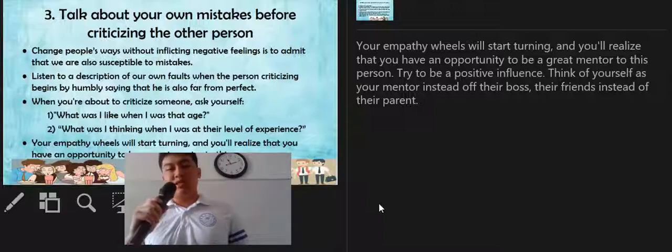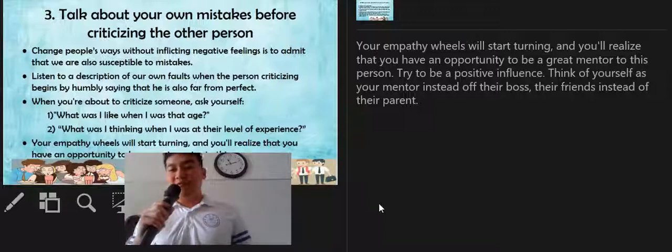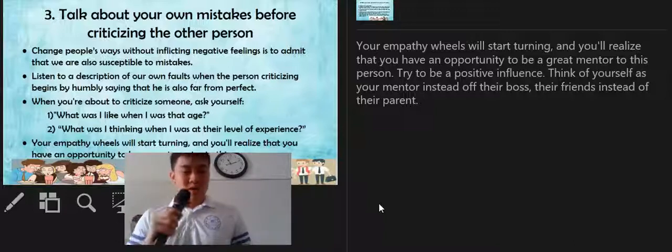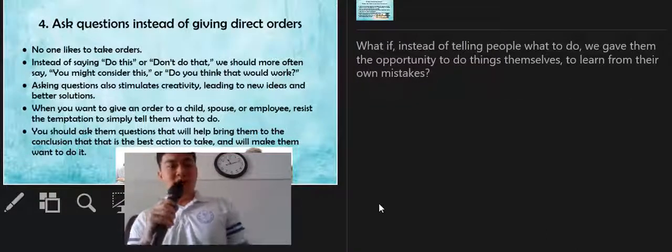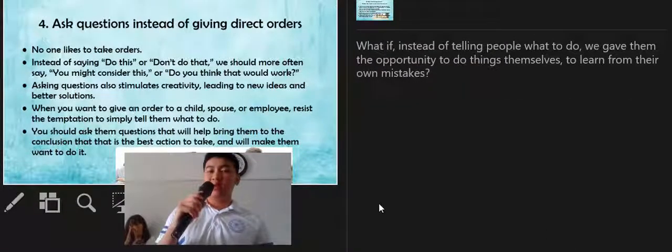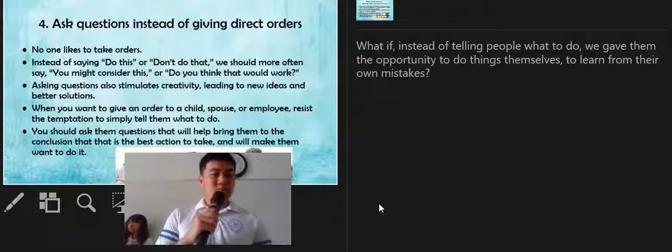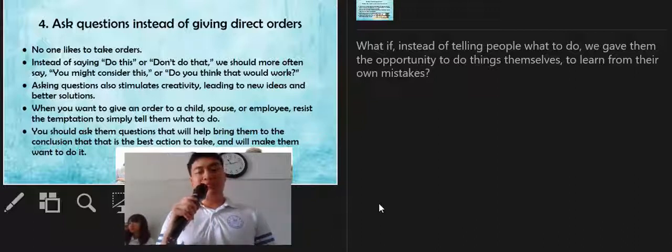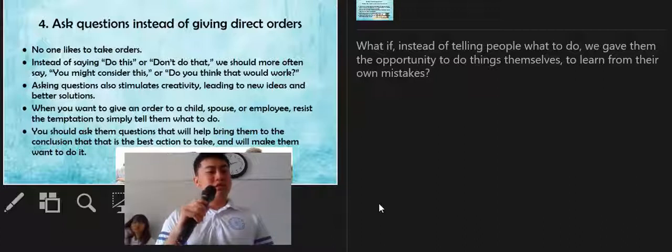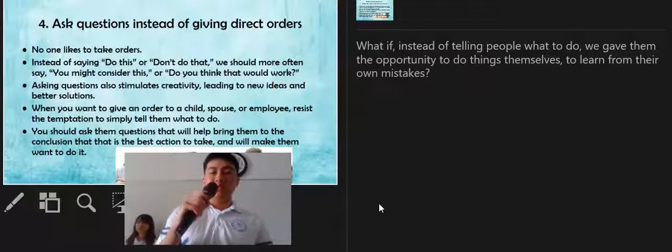Think of yourself as their mentor instead of their boss, their friend instead of their parent. 4. Ask questions instead of giving direct orders. No one likes to take orders. Instead of saying do this or don't do that, we should more often say, you might consider this, or do you think that will work? Asking questions stimulates creativity, leading to new ideas and better solutions.